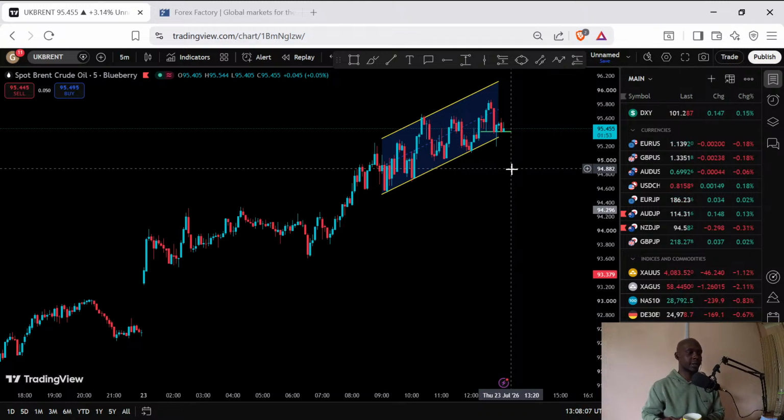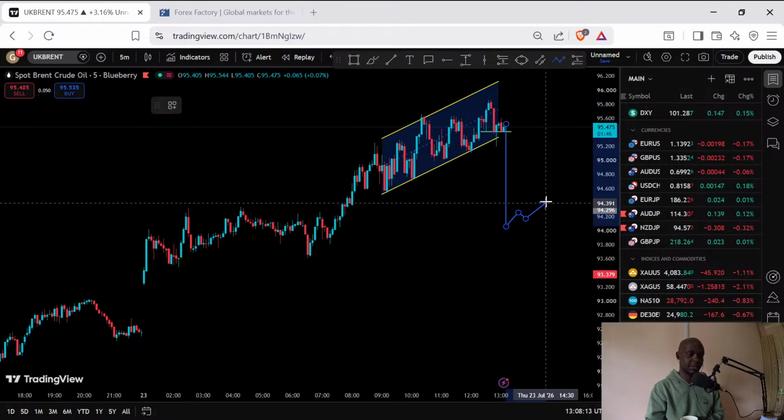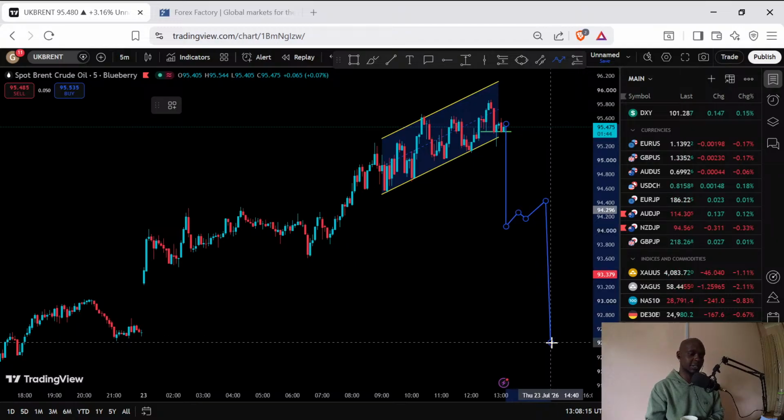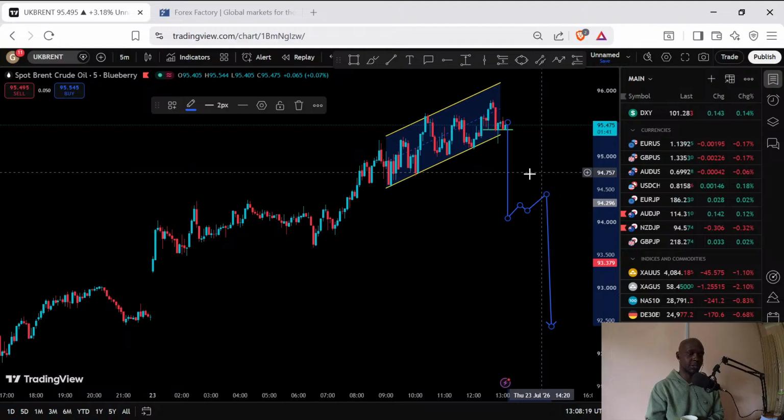Now I'm looking for sells in crude, so I'm waiting to see if we can get impulsive selling pressure coming out of that area. See if we can take short entries on the first pullback.